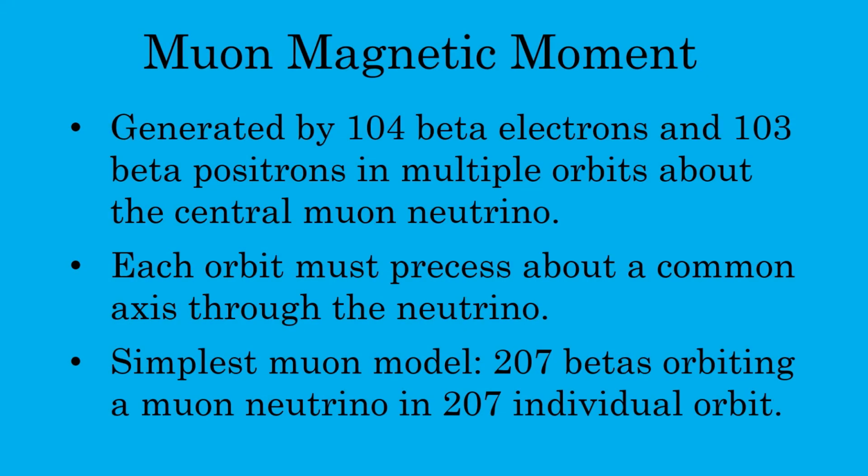It appears that, to produce its magnetic moment, all 207 of the muon's beta electrons and positrons must be orbiting the central muon neutrino at a radius r sub mu, and their orbits must precess about an axis through the neutrino. The simplest way to model this is to put each beta particle in an individual orbit around the neutrino. That would make the muon 207 orbits of beta electrons and positrons.